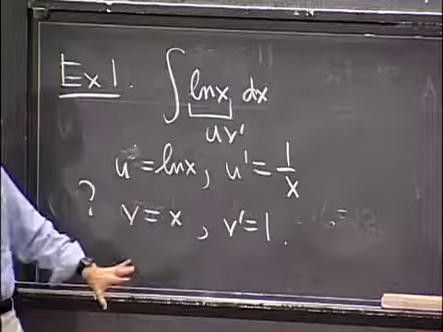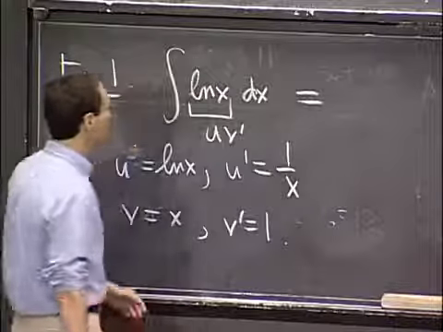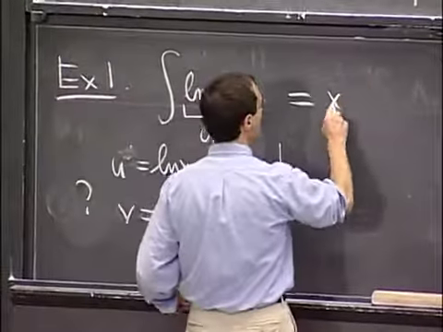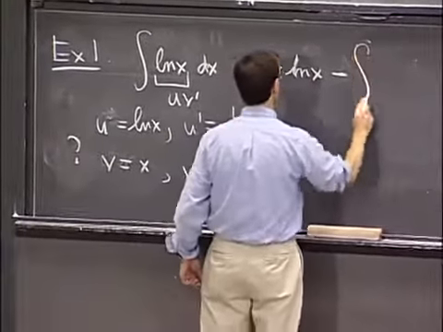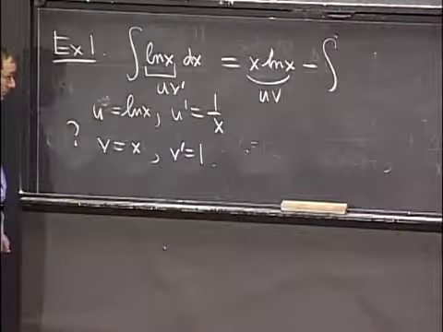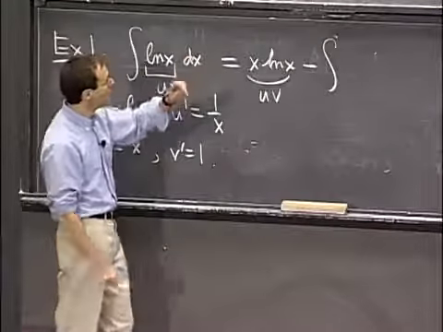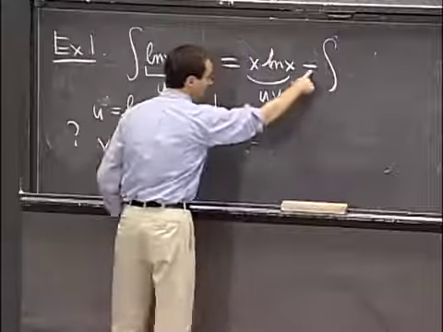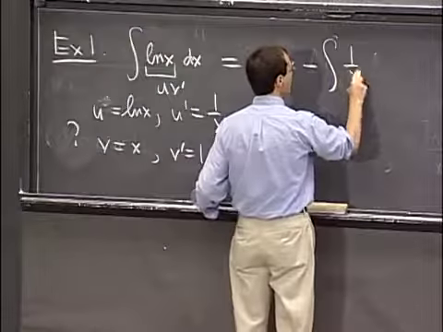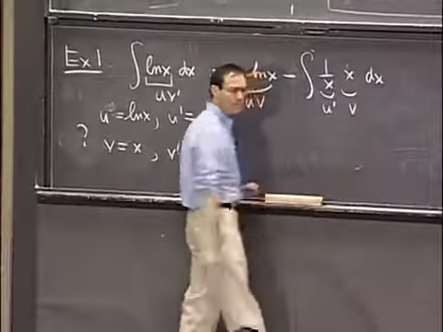So this is the setup, and now all I'm going to do is read off what the formula says. What it says is this is equal to u times v. So u is this and v is that, so it's x log x minus, so that again, this is uv, except in the other order, vu. And then I'm integrating, and what do I have to integrate? U prime times v. So look up there, u prime times v with a minus sign here. U prime is 1 over x, and v is x. So it's 1 over x, that's u prime, and here is x, that's v, dx.